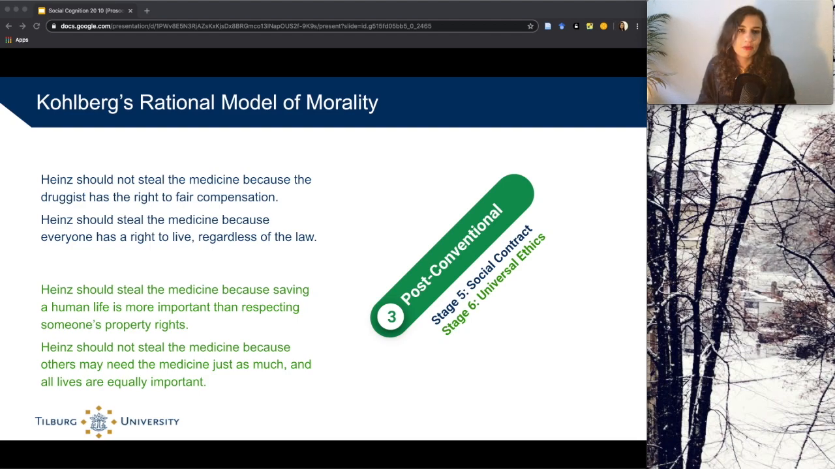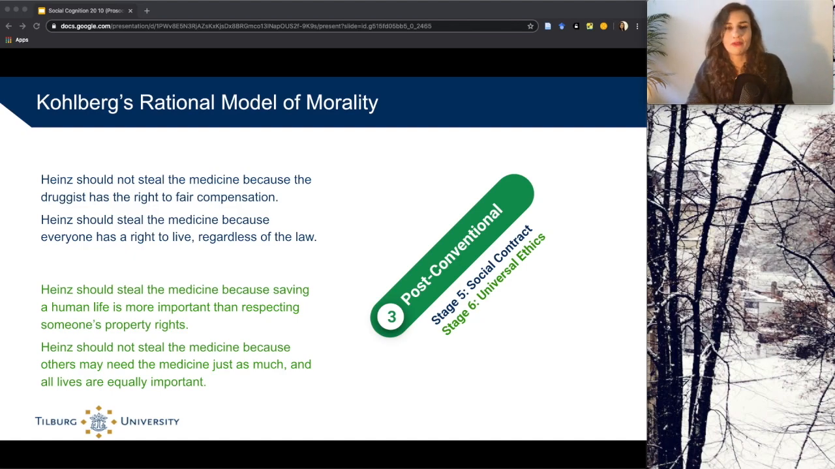An example would be, for instance, Heinz should steal the medicine because saving a human life is more important than respecting someone's property. So here we can see the trade-off between two high-level ethical goods, moral goods, life and property. Or in the other direction, Heinz should not steal the medicine because others may need the medicine just as much, and all lives are equally important. And here, this clearly appeals to fairness as a moral good. So stage 6 is about very high-level moral reasoning that's quite difficult to accomplish.